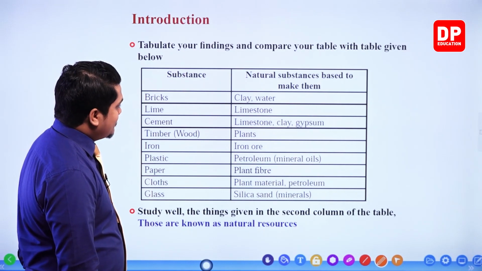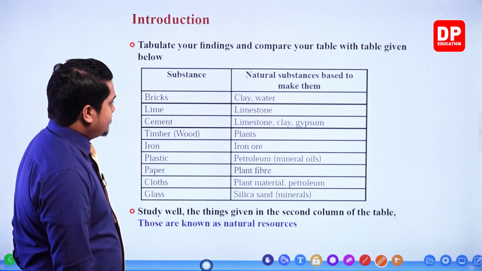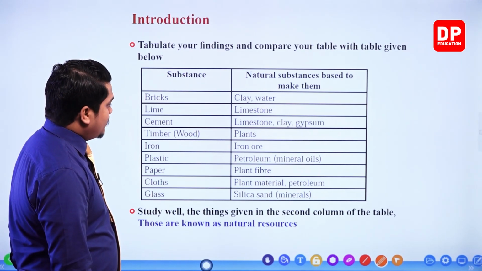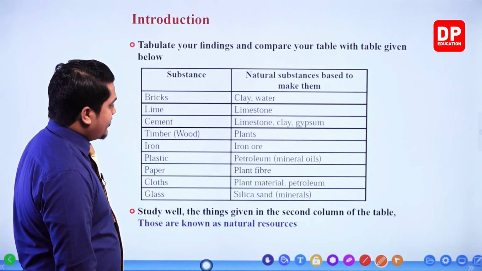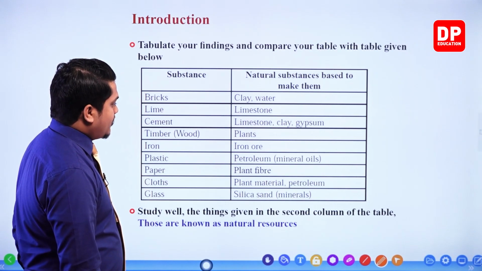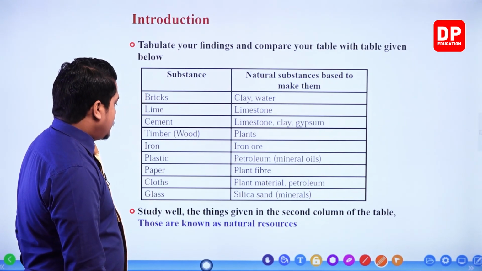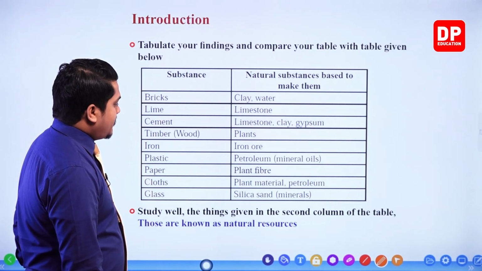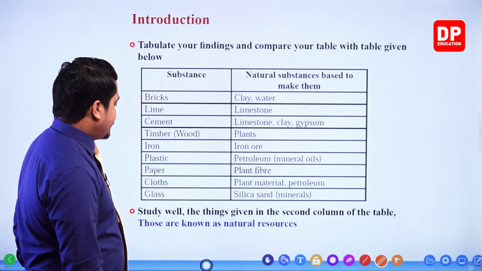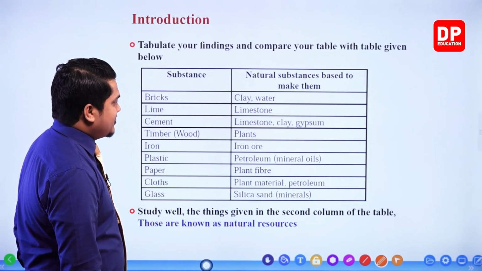To make cement, we use limestone, clay and gypsum. Then to make timber, wood, we use plants. In making iron, we use iron ore. In plastic, petroleum, that means mineral oil. In paper, plant fibers. In clothes, plant materials and petroleum. In glass, silica sand, that means minerals.